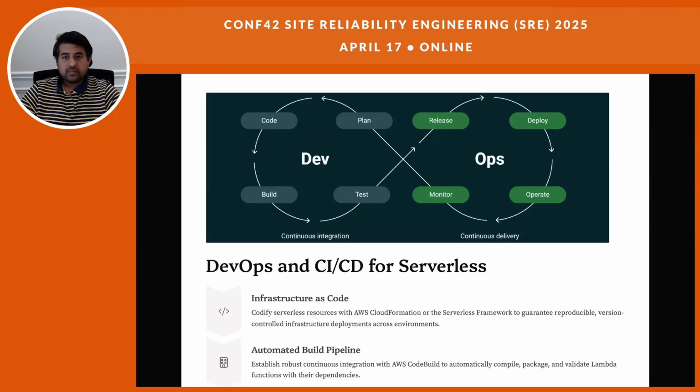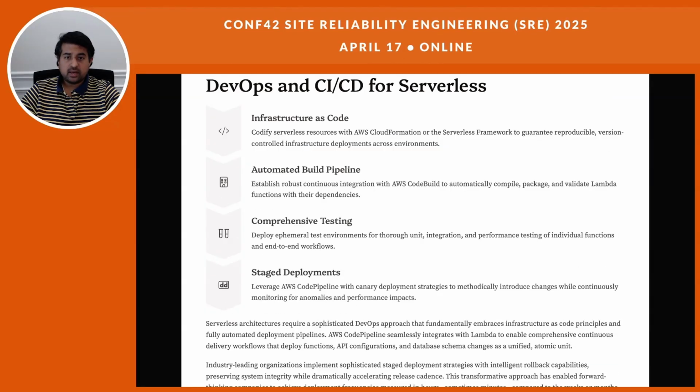Comprehensive testing. Deploy ephemeral test environments for thorough unit, integration, and performance testing of individual functions and end-to-end workflows. Ephemeral testing environments reduce test environment setup time by 80 to 90% and improve test reliability. Automated performance tests can detect regressions early, reducing latency issues in production by 20 to 30%. Implementing contract testing for APIs ensures service compatibility, reducing integration errors by 15 to 20%.